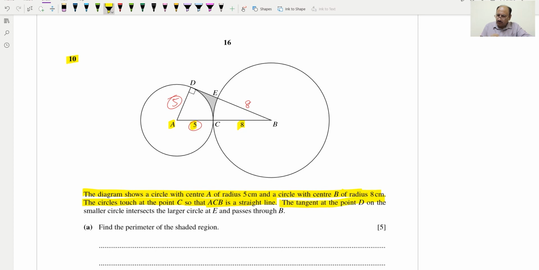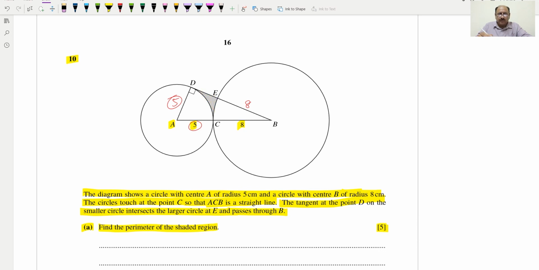The tangent at the point D on the smaller circle intersects the larger circle at E and passes through B. A part, find the perimeter of the shaded region. So the shaded region is the straight line DE, and arc EC and arc DC. So this is basically the shaded region.